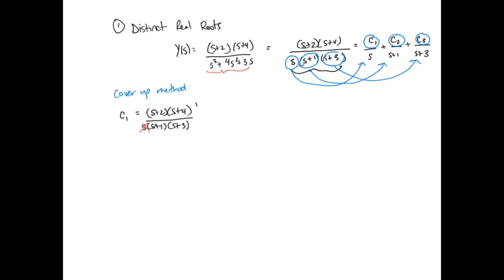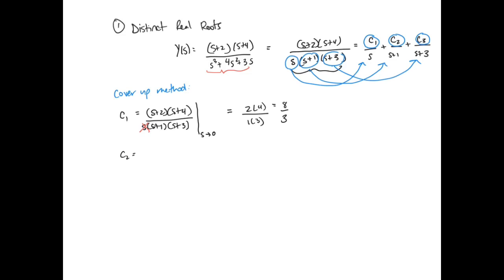And then you evaluate this at the value of s that is the root of that denominator. So in this case, s is 0. So when you evaluate this, you have the s's all go to 0. So you have 2 times 4 divided by 1 times 3, which gives you 8 divided by 3. That's your coefficient for C1.